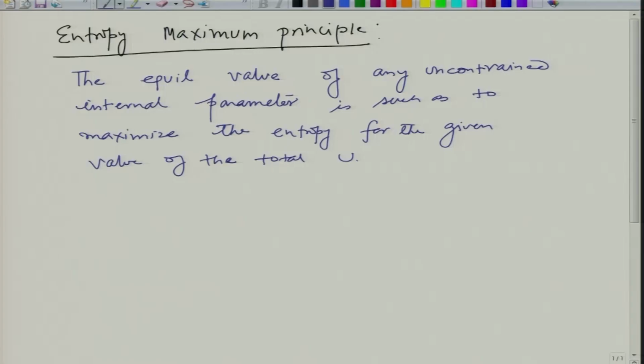So, for given internal energy, the system tends to maximize the entropy in order to achieve the equilibrium condition. That is what we used in the earlier stage of the course, and we used the maximization of entropy to obtain various different conditions. Now, what we are saying is this particular principle is equivalent to the energy minimum principle.